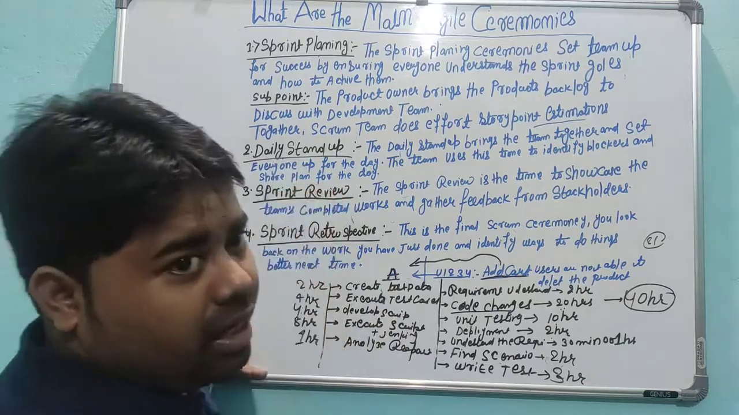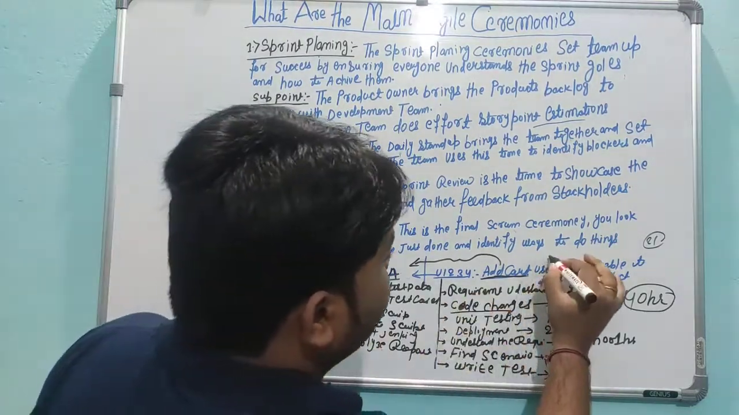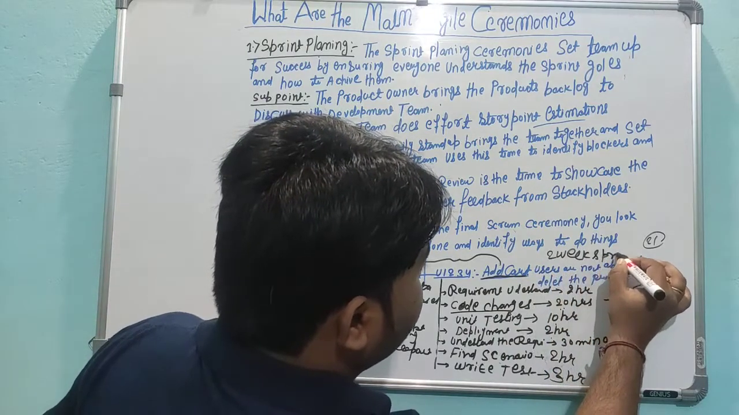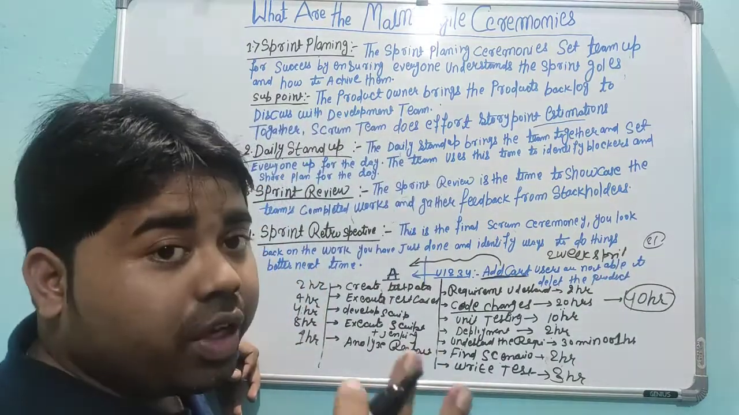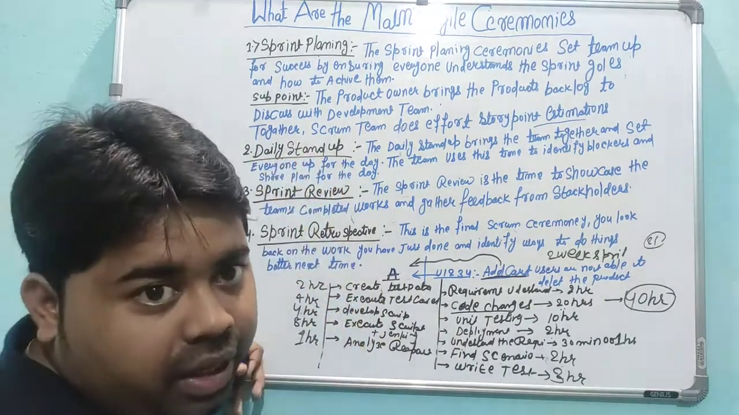We have a daily stand-up meeting, right? So this user story, we have a 2-week sprint. Whatever you are doing daily, you have to give the status. So we have a daily stand-up meeting.